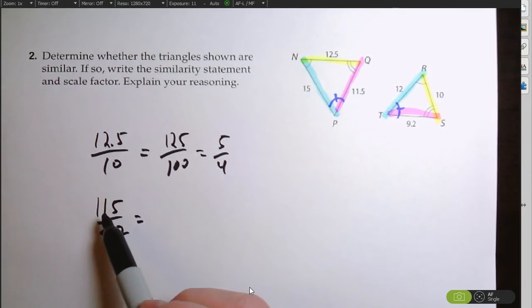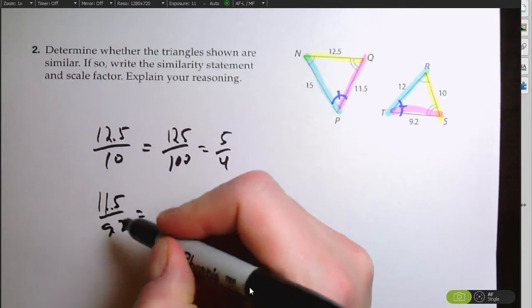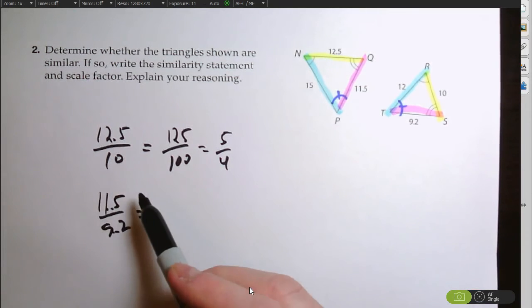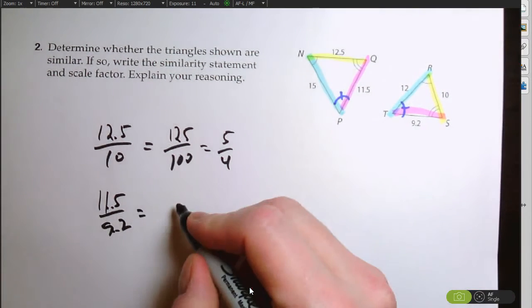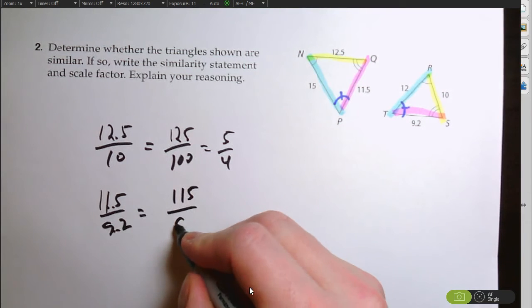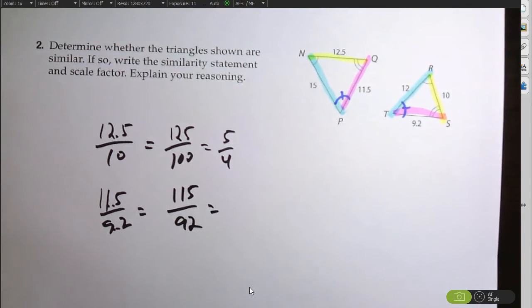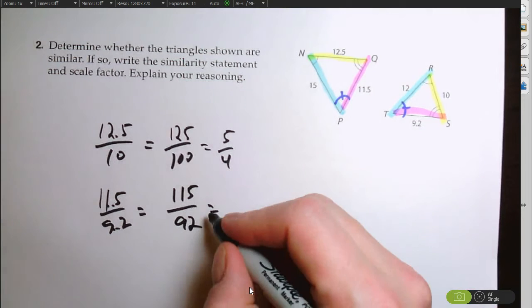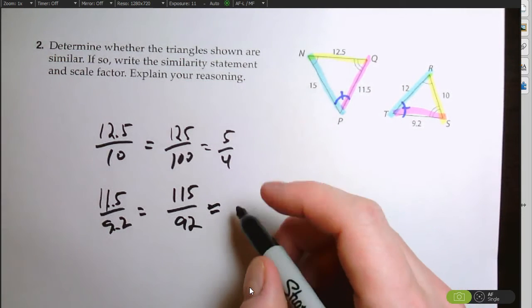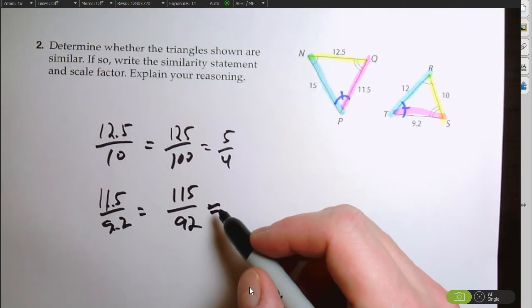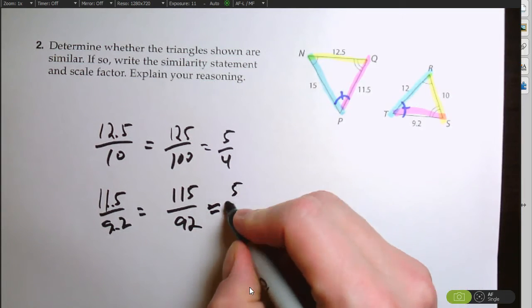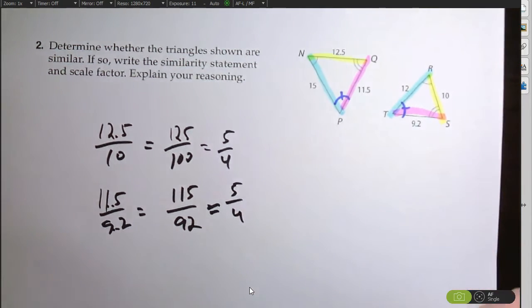So again, this is a weird decimal, 11.5 and 9.2. So if I multiply them both by 10, it becomes 115 over 92. And then I have to reduce that. And I'm just going to save you some time and energy here. You can divide both of these down. They're both divisible by 23 actually. And when you do that, you get 5 over 4. So far we're matching up.